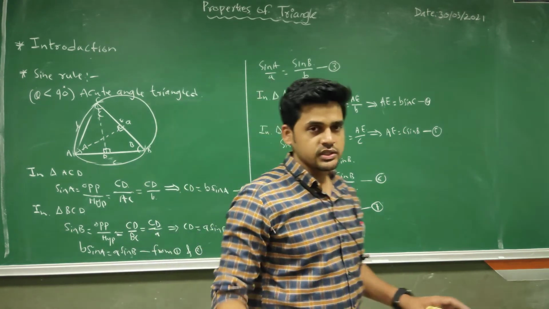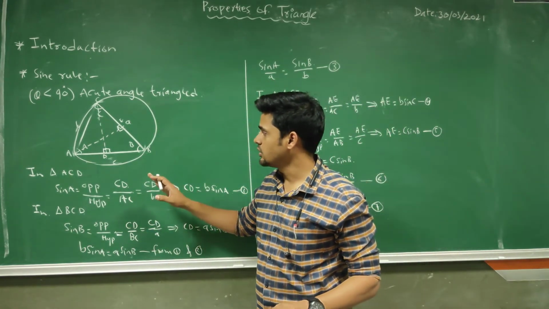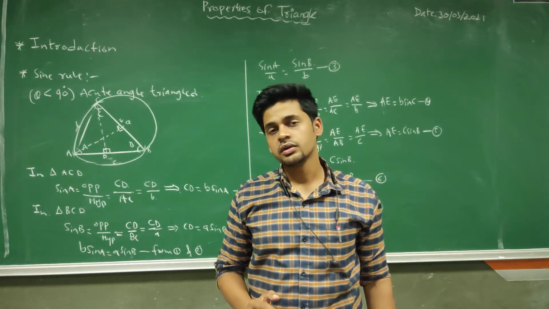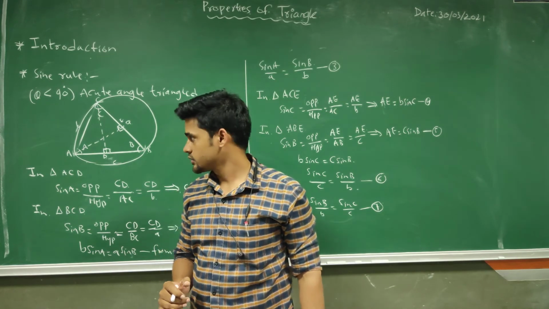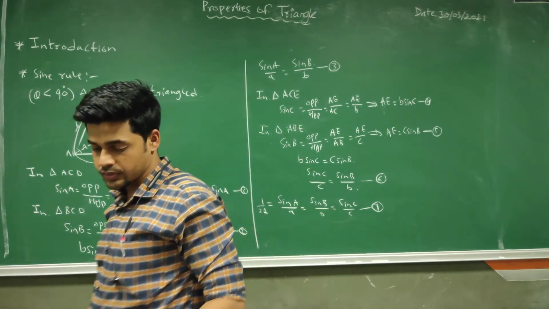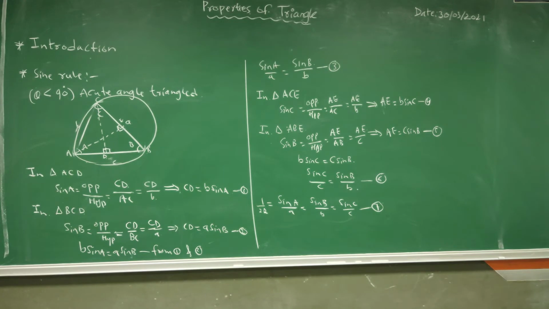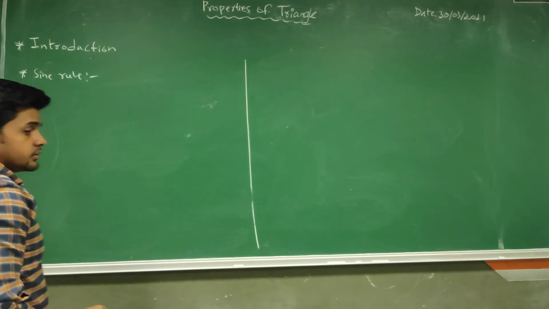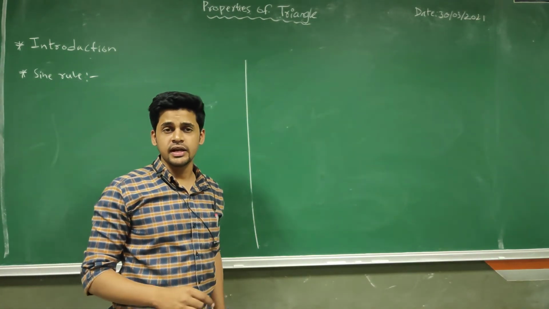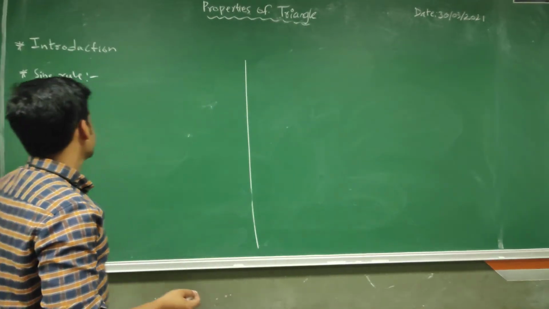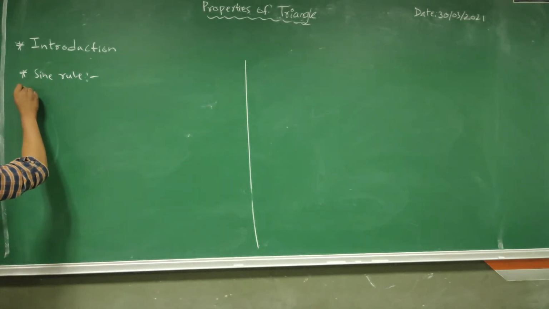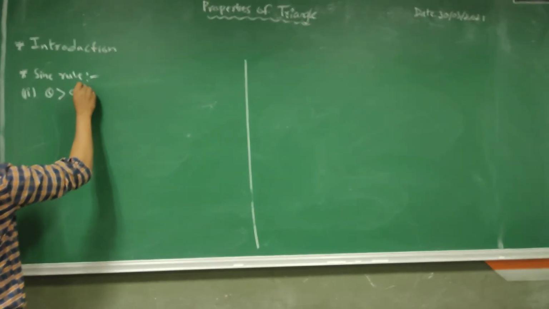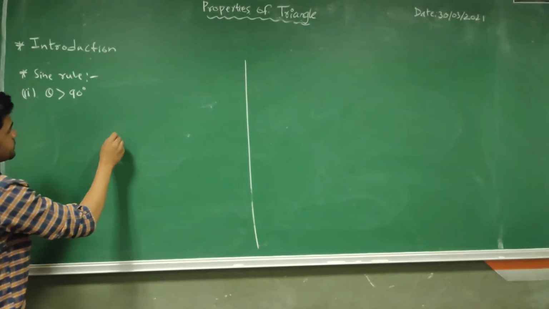So here we just applied the sine rule on an acute angle triangle. Now we have to apply it on a right angle triangle. I hope you people understood all those things. Now we are going to take the second case. In the second case we are taking an obtuse triangle. So we know in an obtuse triangle, theta will be greater than 90 degrees. So here I am going to draw an obtuse angle.